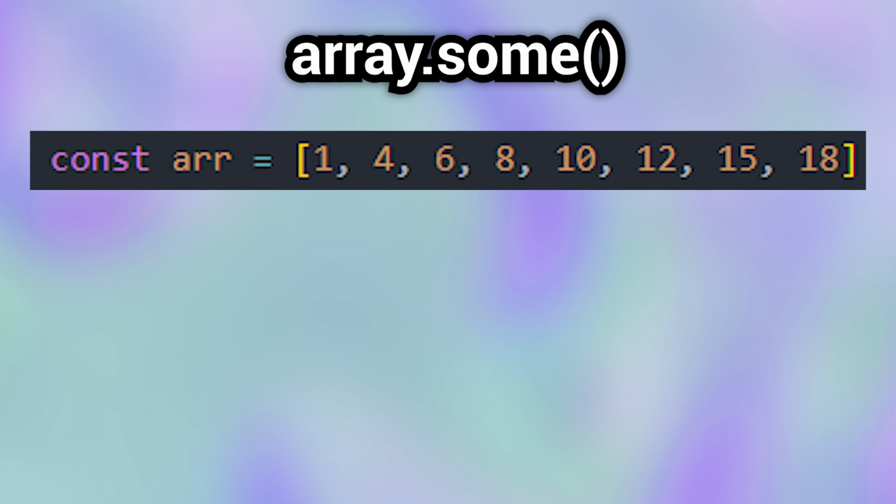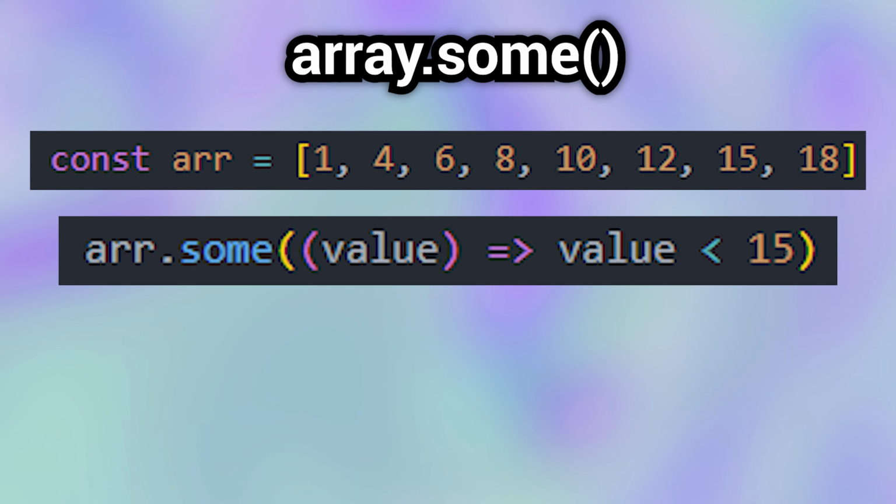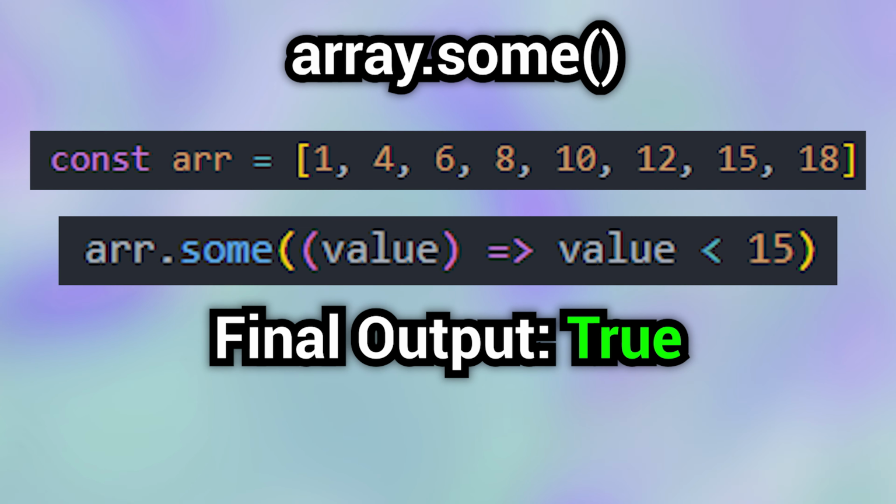Similarly, we have a .some function. This is similar to the every function, except it's only looking for one value that meets the criteria. If we use the same example as before with less than 15, it will actually return true this time, because there are some elements that are less than 15, and it doesn't have to be all the elements.